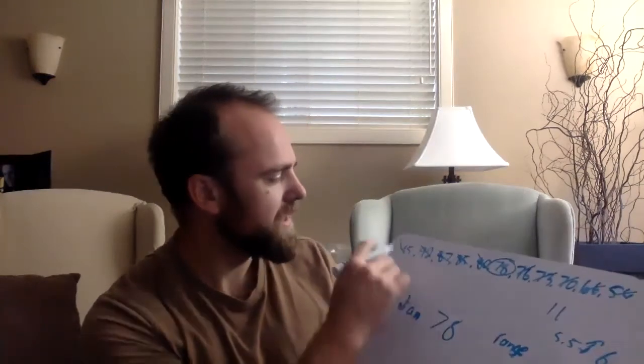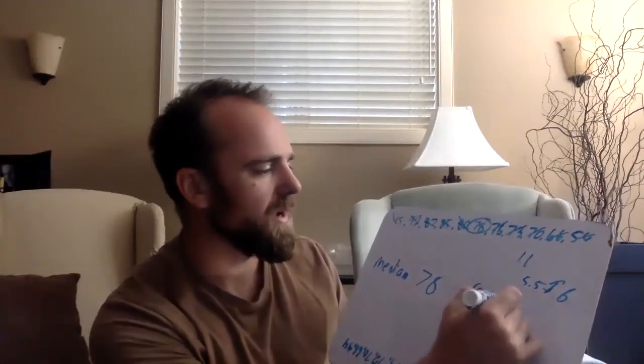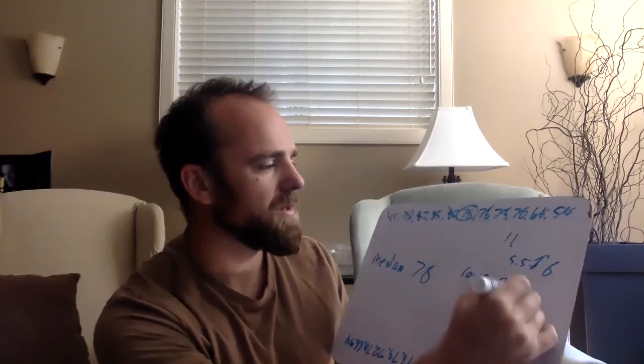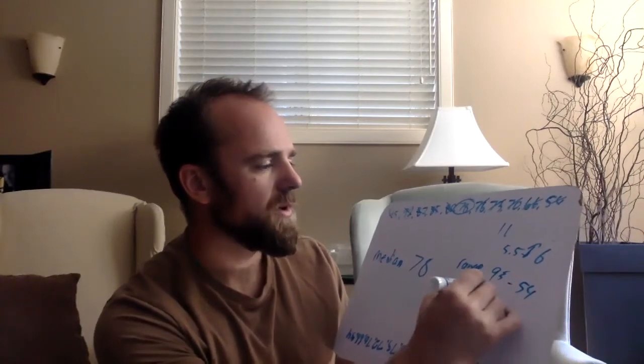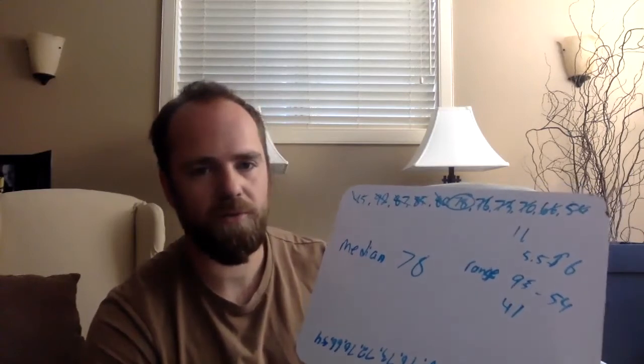My range is the difference between my biggest and my smallest. So I have 95 minus 54. My range in this case is 41 when I subtract both of them together.